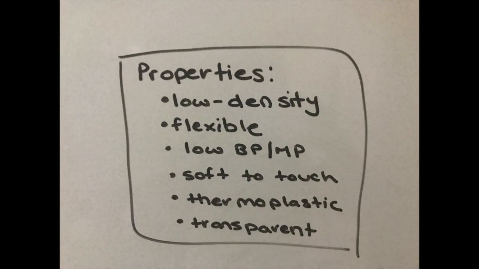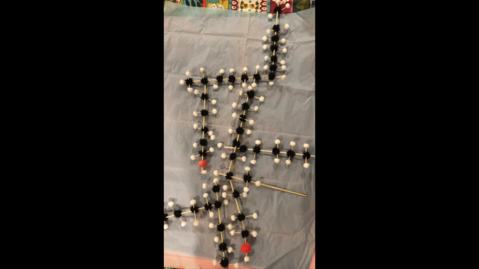Again, due to the large gaps between the molecules, it means that the low-density polyethylene is transparent. You can see this aspect through this model, as you are able to see the blue paper underneath the polyethylene model because of all the gaps. Again, this is the same in real life as the polyethylene is transparent and therefore see-through.